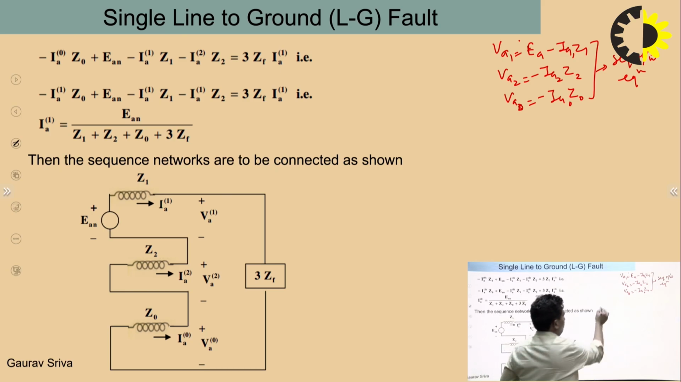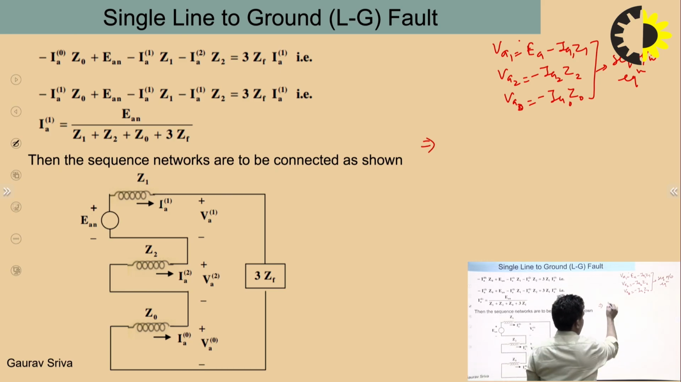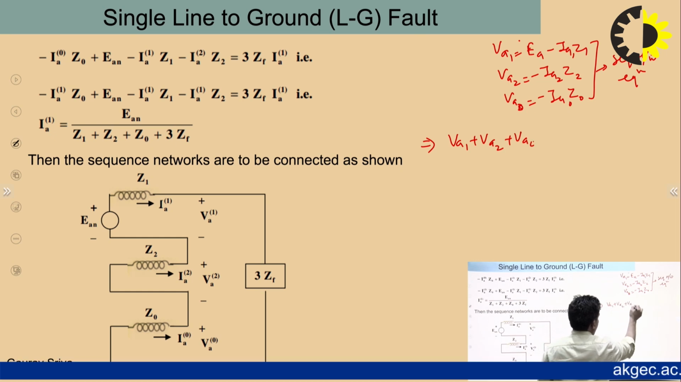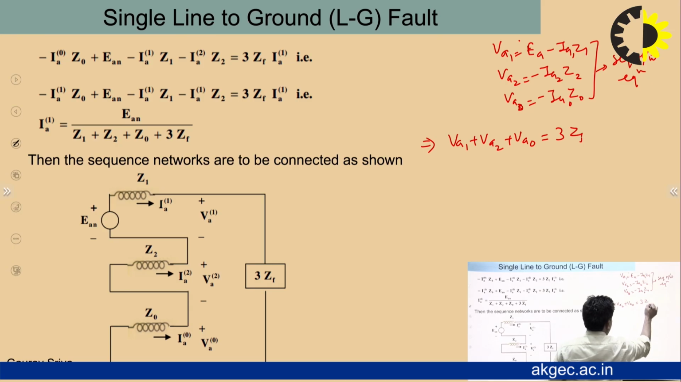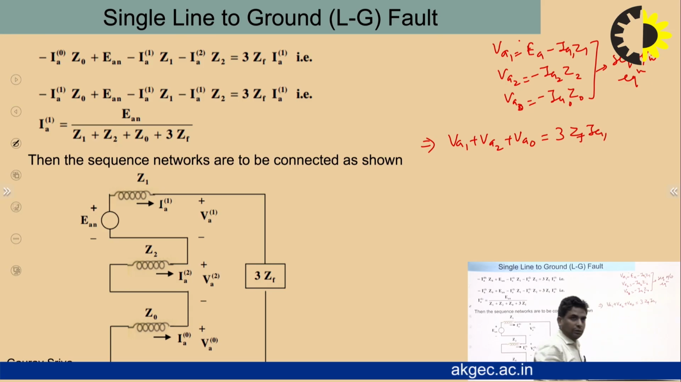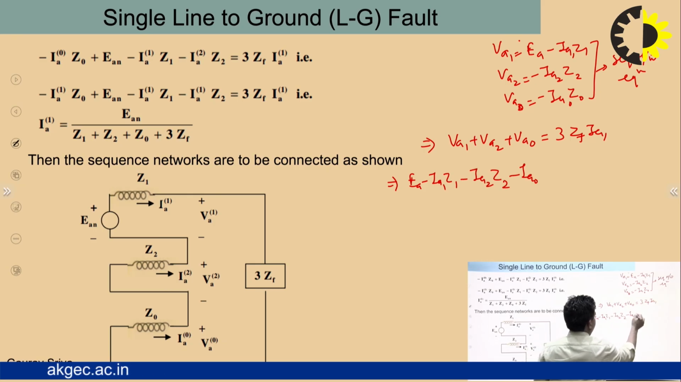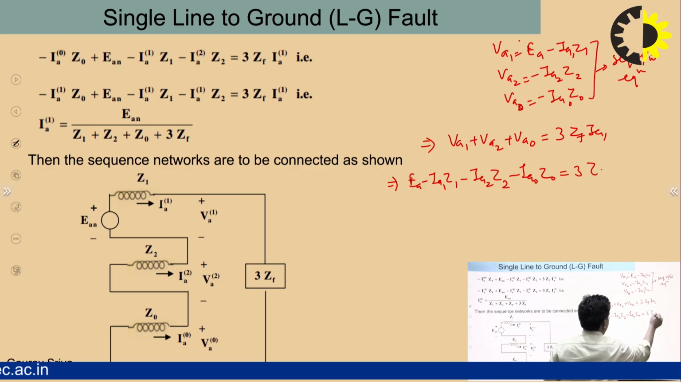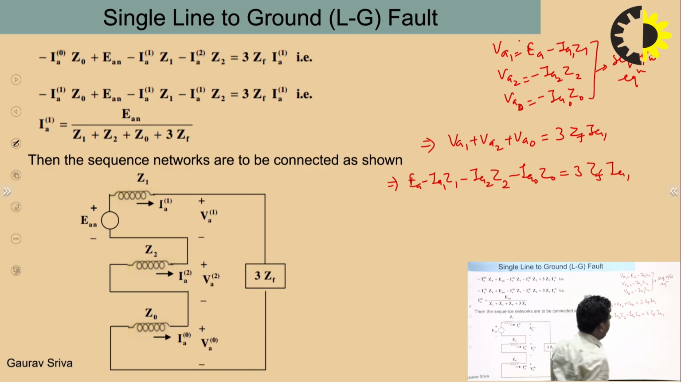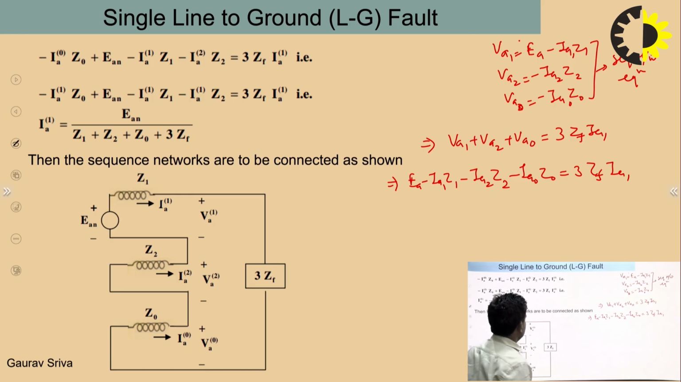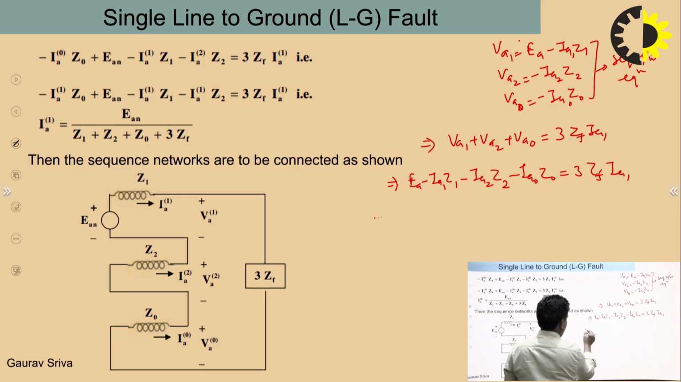So like we have put up the value, that just because VA1 plus VA2 plus VA3, VA0 is equal to 3 times of ZF IA1. This relation we find out from the last equation. Now this value put up: EA minus IA1 Z1 minus IA2 Z2 minus IA0 Z0 is equal to 3 times of ZF IA0, IA1. Clear?